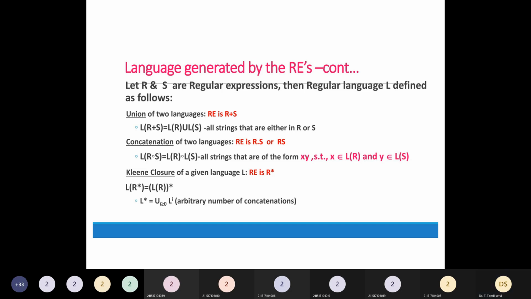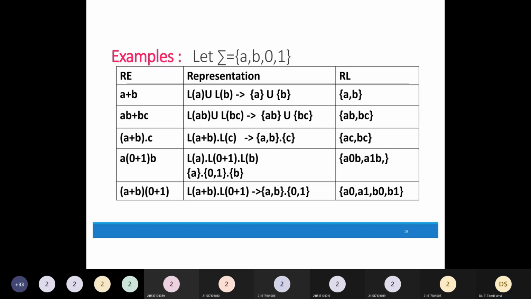Now coming to the closure property, the closure operator of the regular expression, that is R star. Star is the closure operator in our regular expression. L of R star equals L of R whole star, so both are the same. So in total we have three different operators in regular expressions: first union, second concatenation, and third the closure operator. Now some examples.